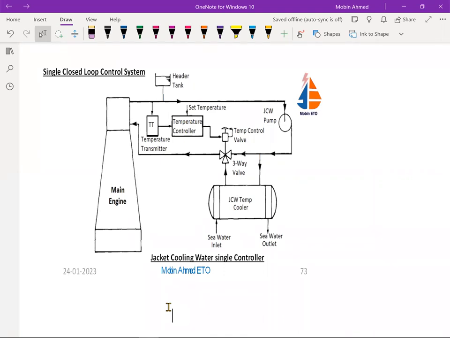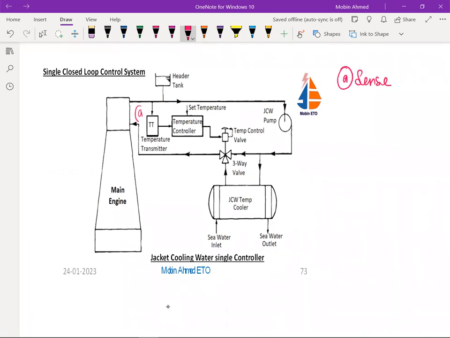So if the single controller is being used, there may be the dual controller, there may be the single controller. Okay, this is the example of the single controller. Now, for any closed loop control system, as we have studied, there is going to be a sense. Sense means temperature, TT. So this is doing the work of sense. So this is the sense.